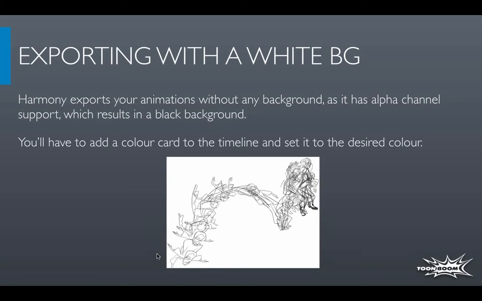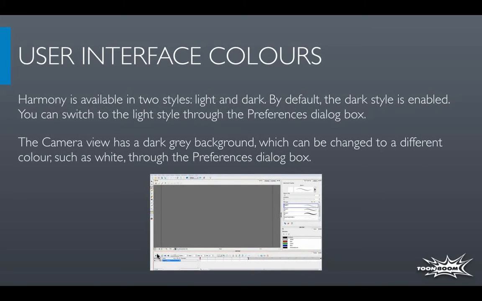The other one is when you export animation. When you do that from Harmony, you may be surprised that you'll have a black background instead of a white background. By default, Harmony exports with an alpha channel that is on a black background. So when you have a black outline animation, you won't see it. I'll show you how you can easily add a color card. It takes 2 seconds, and then you'll have a background of the color of your choice to export your animation and see what you're doing.